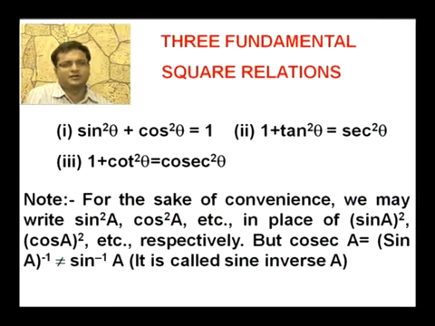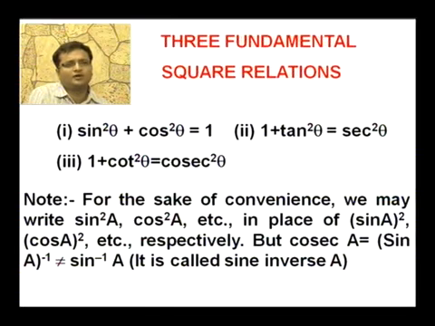These are the 3 fundamental square relations which are very important in trigonometry. First, sin square of any angle plus cos square of the same angle is equal to 1. For example, sin square 30 degree plus cos square 30 degree is always 1. Remember, the angle for sine and cos should be the same. The second relation is 1 plus tan square theta is equal to secant square theta, and the third is 1 plus cot square theta is equal to cosecant square theta.